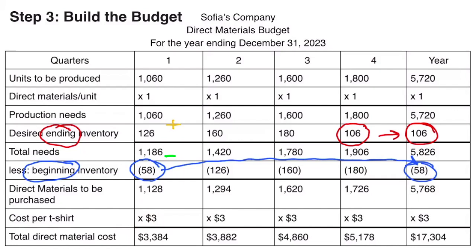This is how you solve a direct materials budget problem. Keep in mind this problem is slightly simplified in order to allow you time to understand key concepts before approaching more challenging problems.